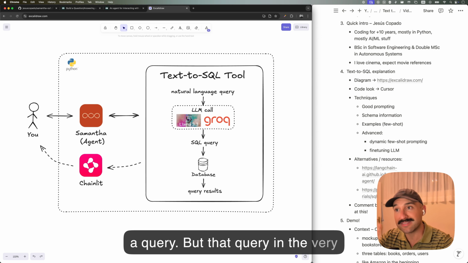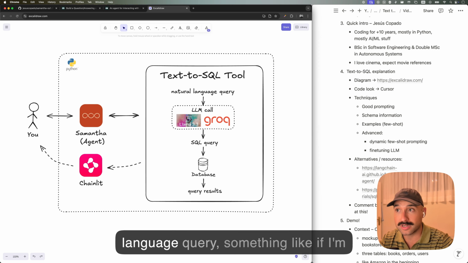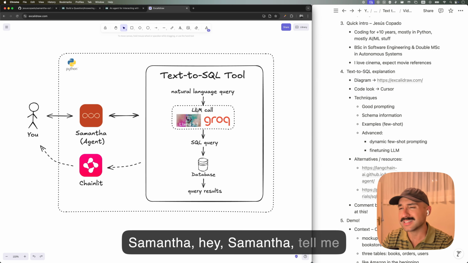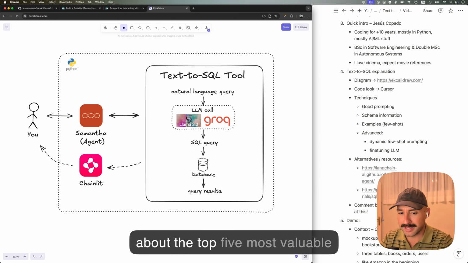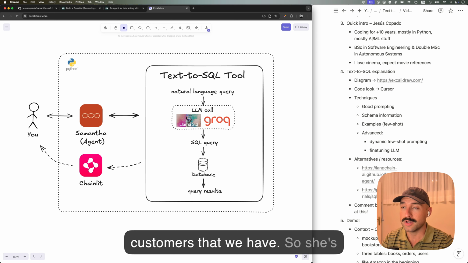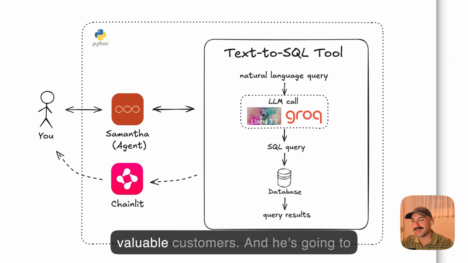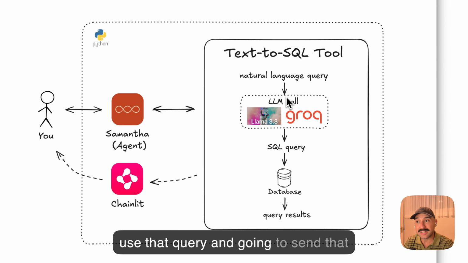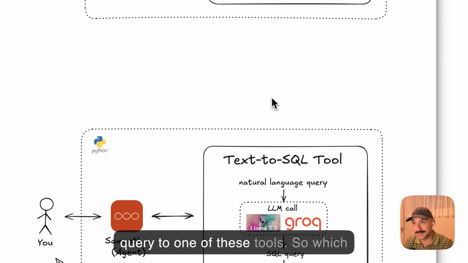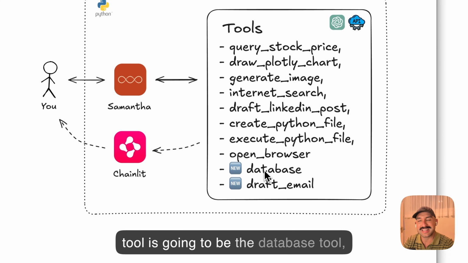But that query, in the very beginning, is going to be a natural language query. For example, I tell Samantha, hey Samantha, tell me about the top 5 most valuable customers that we have. She's going to take that query and send it to one of her tools, which is going to be the database tool.